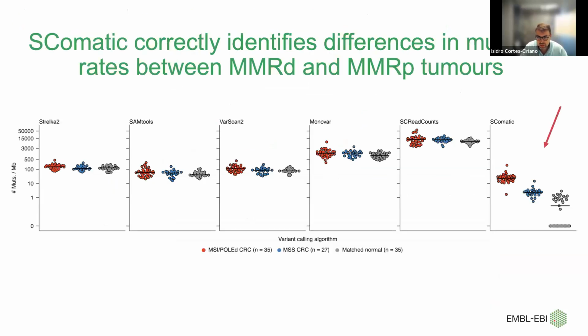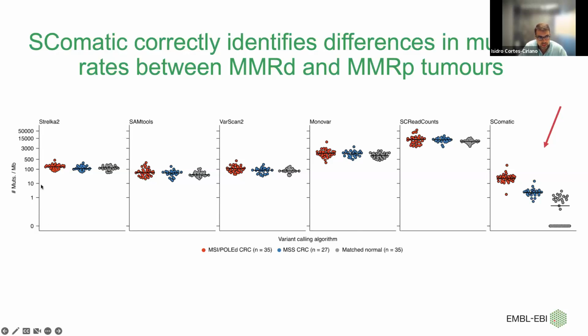And coming back again to the comparison against other algorithms, in this dataset we have samples with either microsatellite instability or polymerase deficiency, which are characterized by a very high mutational burden. Samples, tumors that are microsatellite stable, and therefore the mutation rate is much lower, and matched normal samples shown in gray here, where the mutational burden should be very low.